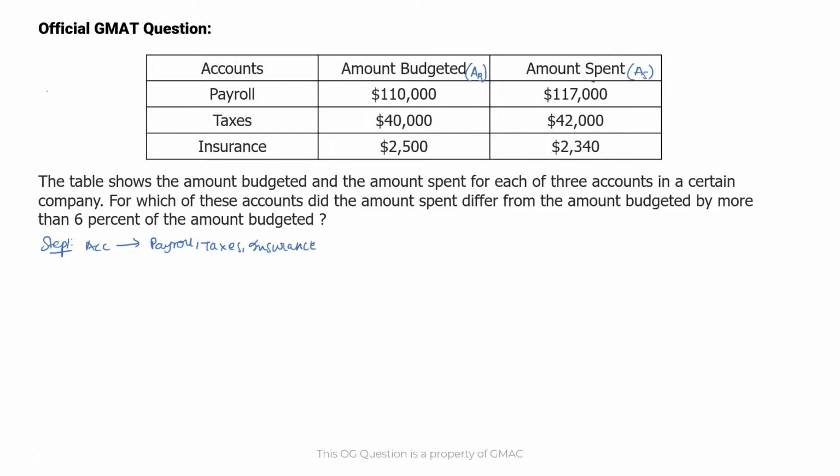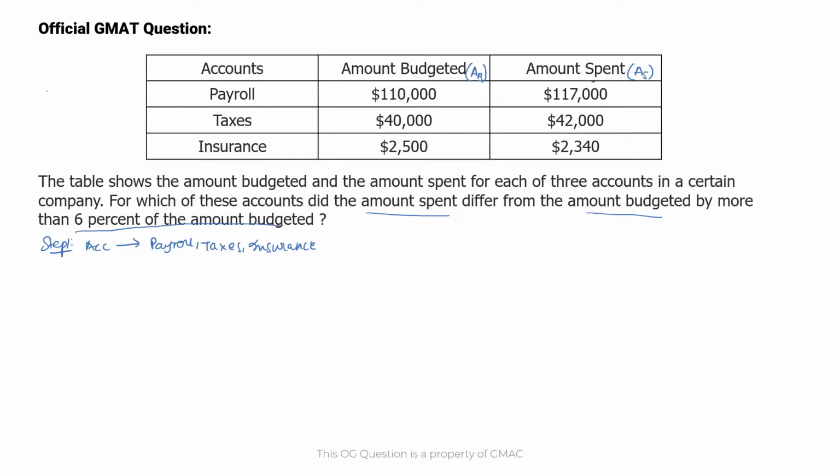Now we have to calculate for which of these accounts did the amount spent differ from the amount budgeted. So you have to calculate the difference between the amount spent and the amount budgeted, and we have to identify for which of these accounts the spending was more than 6% of the amount budgeted.